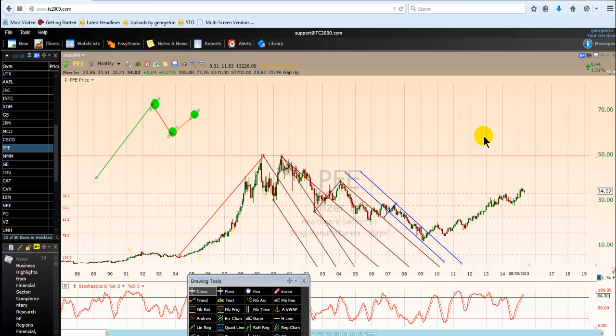How to draw the bearish pitchfork tool like a pro.